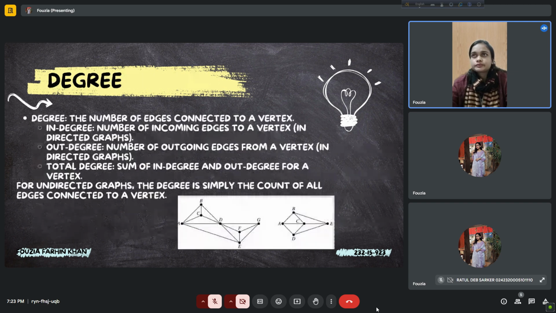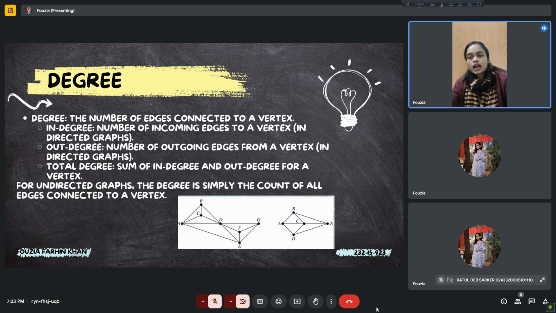Graph representation. Graphs can be represented in several ways: adjacency matrix, adjacency list. Vertex degrees. In graph theory, the degree of a vertex refers to the number of edges connected to it. Degree: the number of edges incident to a vertex. In undirected graphs, it is simply the count of edges touching a vertex.